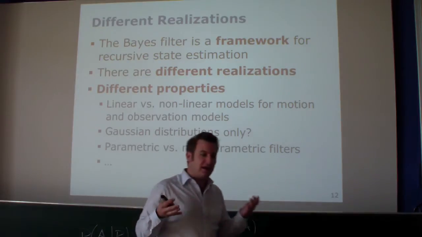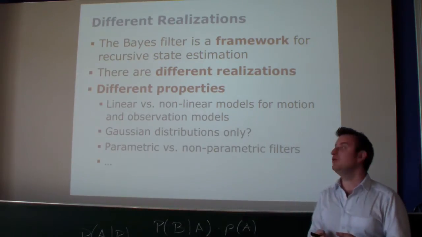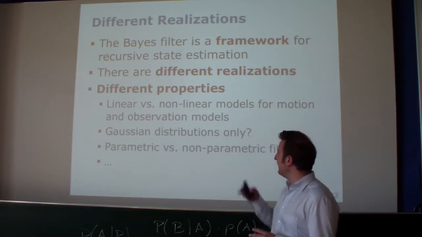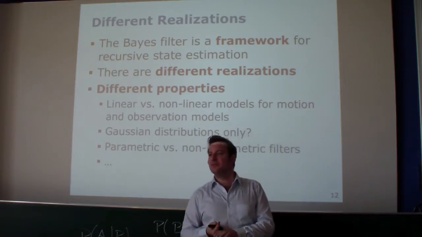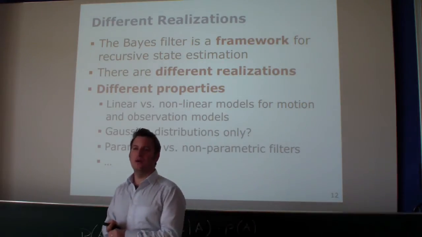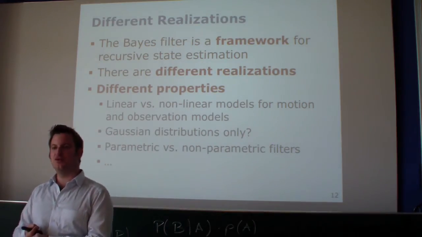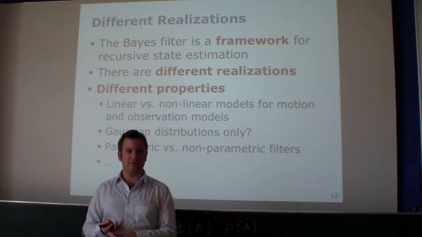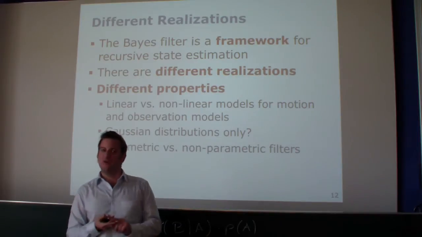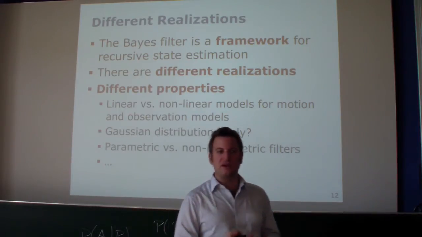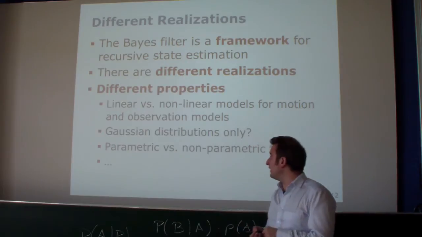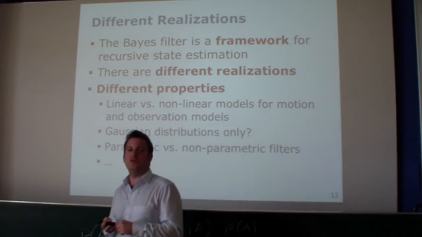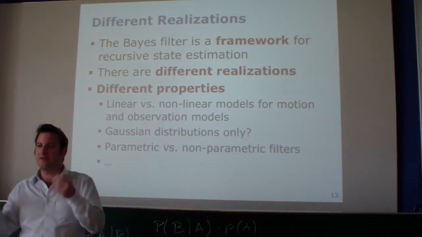If this is not the case, you may need to use some more advanced techniques to do your state estimation. Another question is whether we can assume that the system is distributed according to a Gaussian distribution, and that the noise in the motion process and in the observation process is Gaussian. If this is the case, it's much easier for us to do state estimation. If this is not the case, it gets more complicated. Other things are, can we even express this distribution in a parametric form, like a Gaussian or any other distribution?